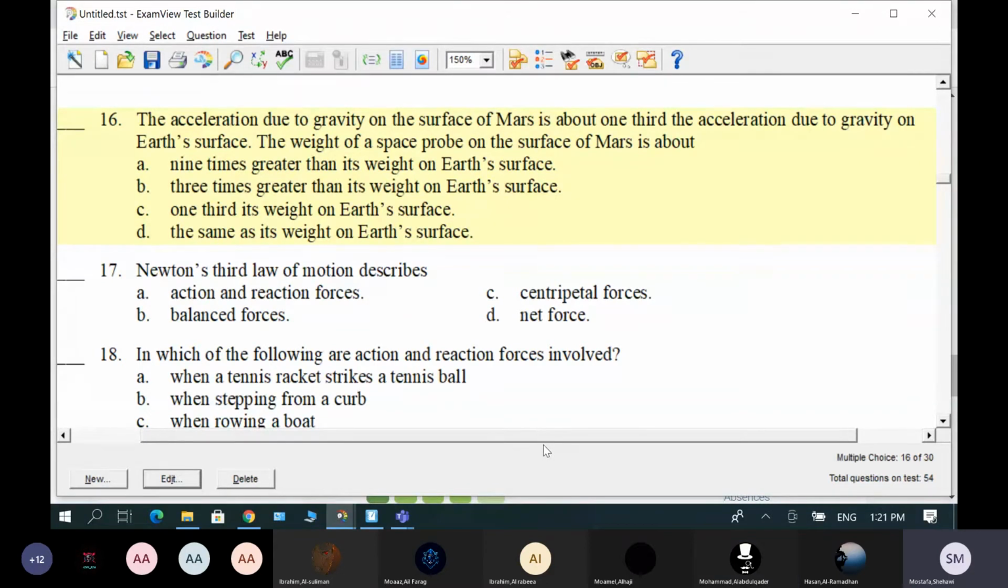Okay, yes, 1/3. So it's 1/3. The answer is C. Because what? Because the acceleration is directly proportional to the force or the weight. So if the acceleration due to gravity decreases to 1/3, that means, let me type it for you.